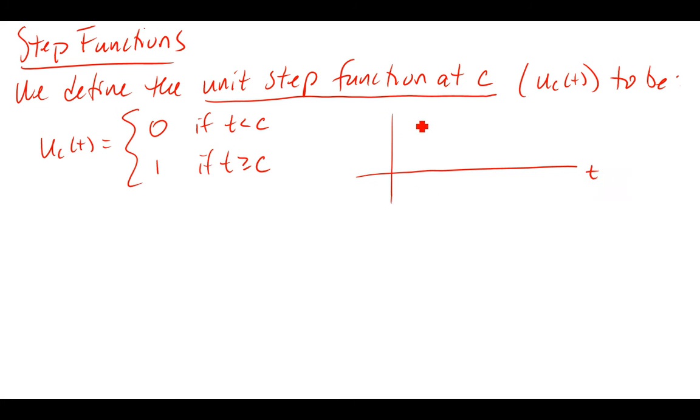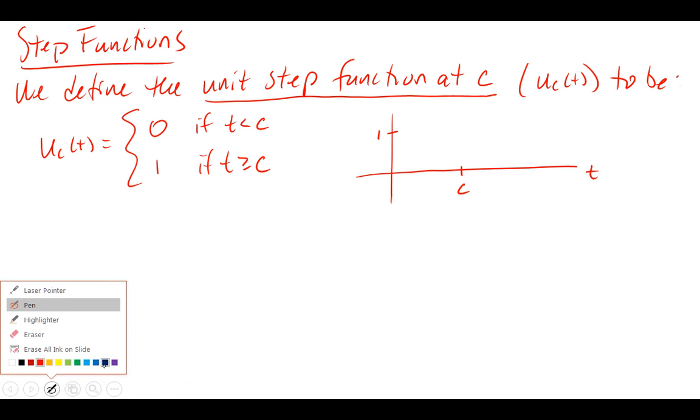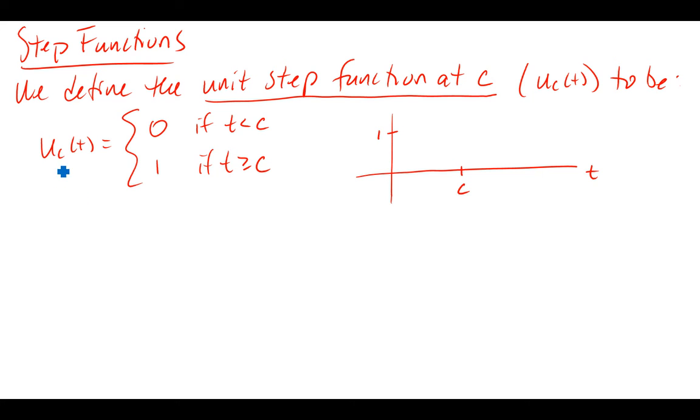So here's time, and here's c, and here's 1. If I graph, in blue here, uc of t, then what does this notation mean? It just means that this is equal to 0 when t is less than c, and it's equal to 1 when t is greater than or equal to c. If I was drawing you a graph of this, it's 0 up until c. If you really want to be fancy, we put a little open dot there.